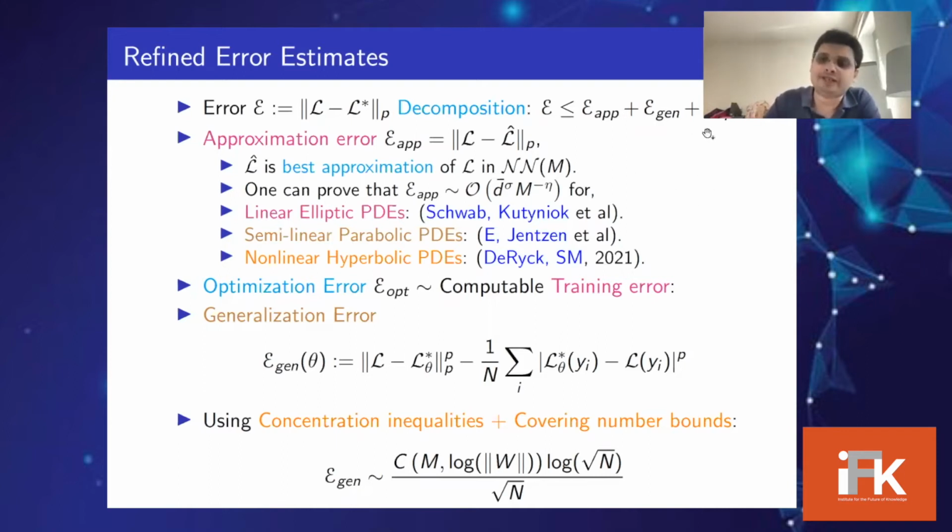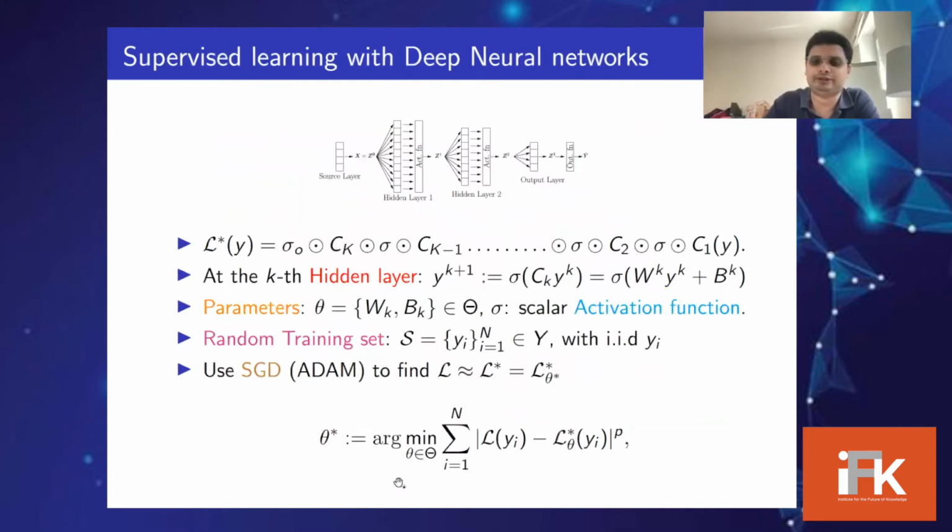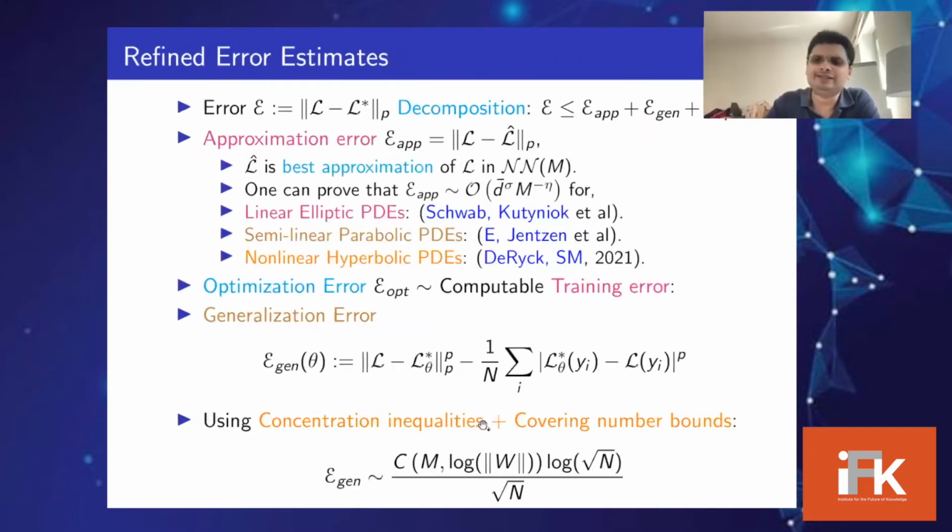Then there's something called optimization error. Remember that in practice, I always have to train my neural network by some stochastic gradient method. And this error is notoriously hard to get estimates on. What you do instead is you just train and you see how much error you make, because this is computable. It's your training error. It's a computable quantity, so you know how big or small it is.